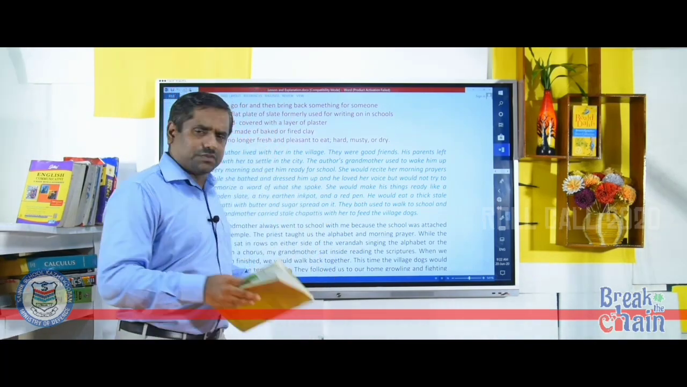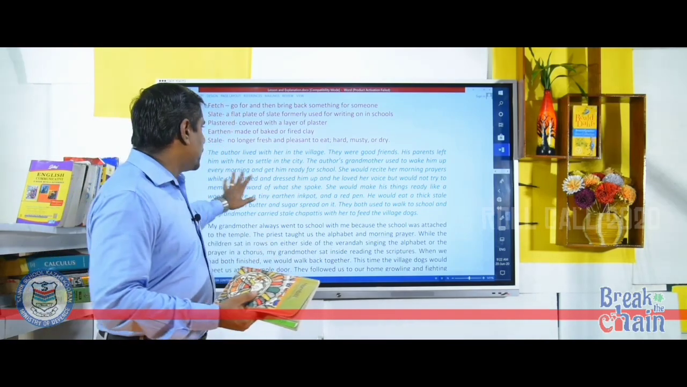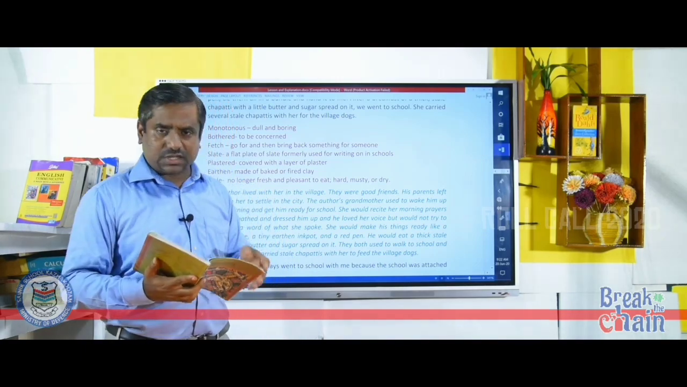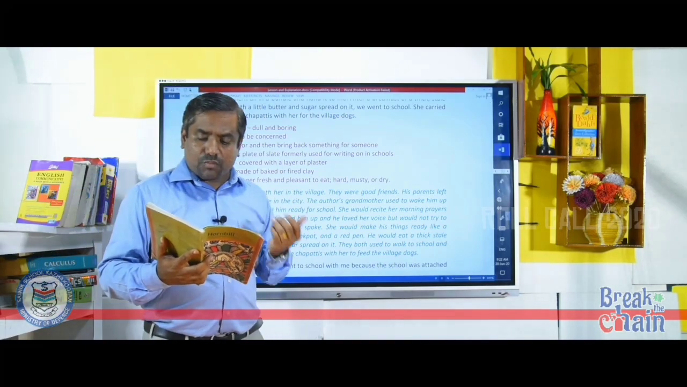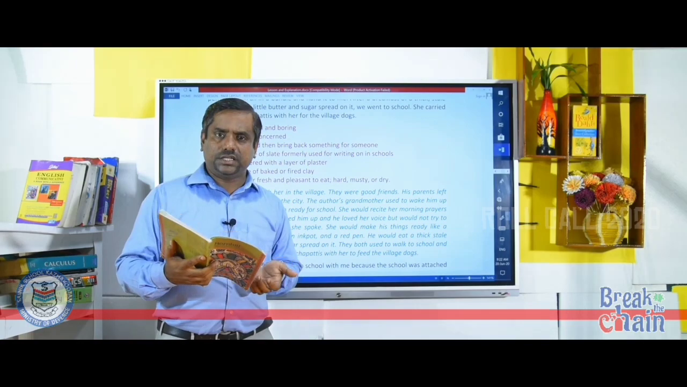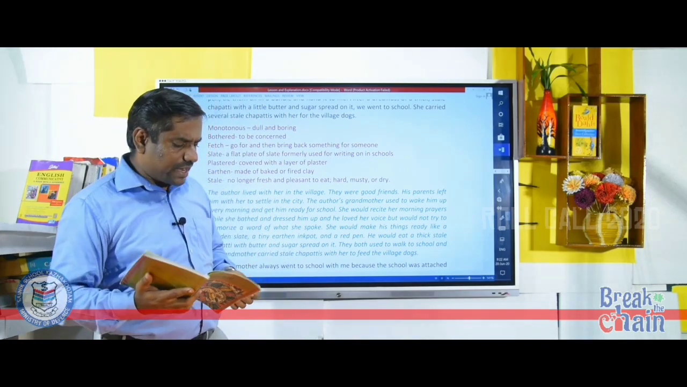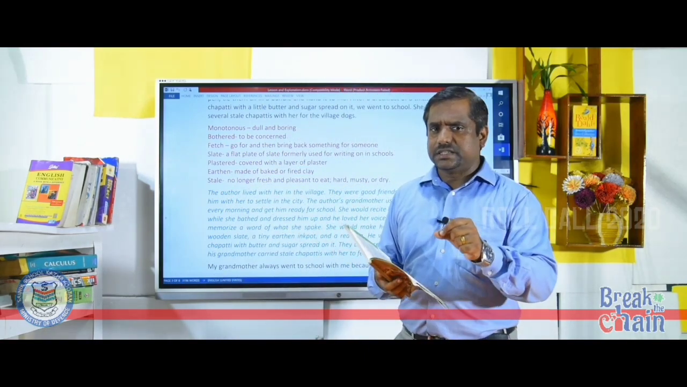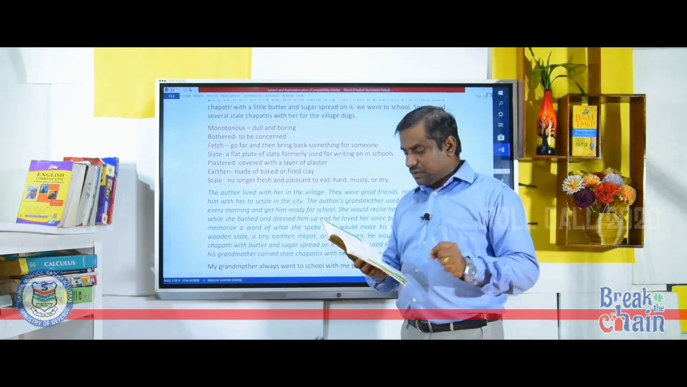Monotonous. What do you mean by monotonous? Monotonous means dull or boring. We have the meaning here. So what is considered to be dull and boring here? The morning prayer that she used to recite. Okay, it was pretty boring and very dull as far as Khushwant Singh was concerned, but of course he did listen to it just because he loved her voice very much.